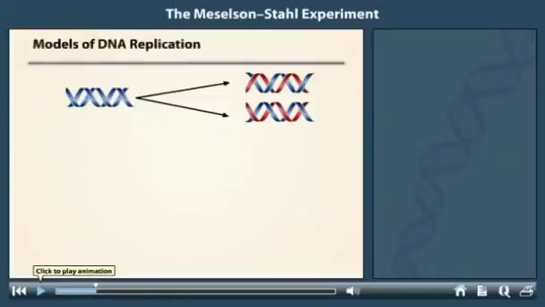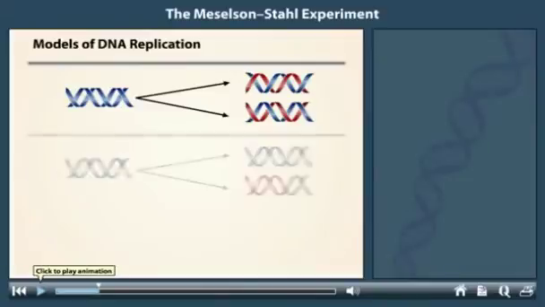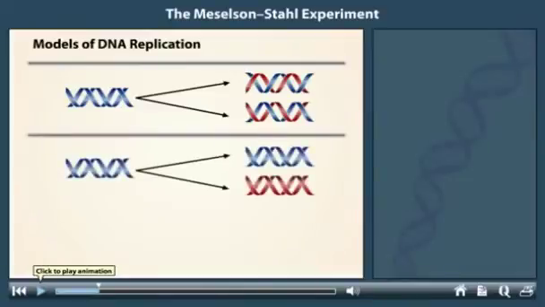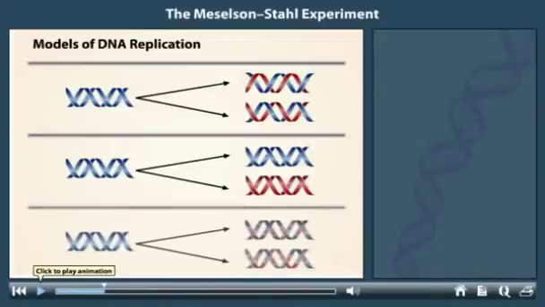There are other models to consider as well. For example, the old DNA molecule could be preserved and an entirely new DNA molecule could be produced from it. In yet another model, the result of replication would be two molecules with old and new DNA interspersed along each strand. From your knowledge of DNA replication, which one of these models is correct? Click on the correct model.